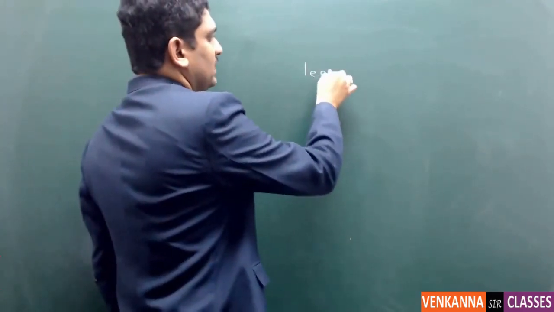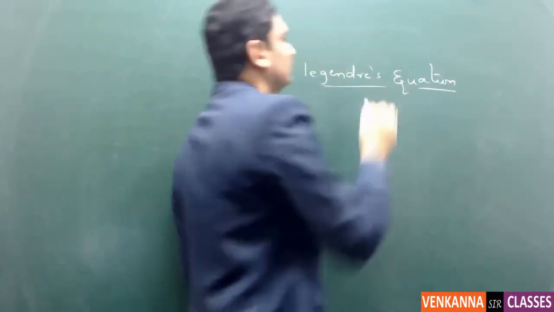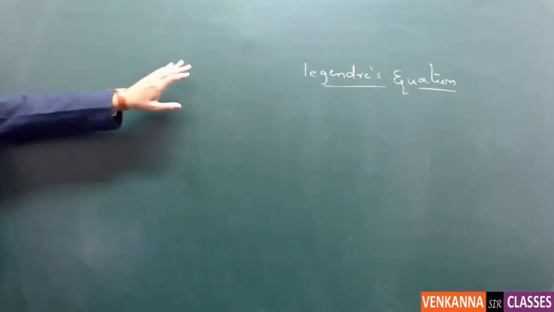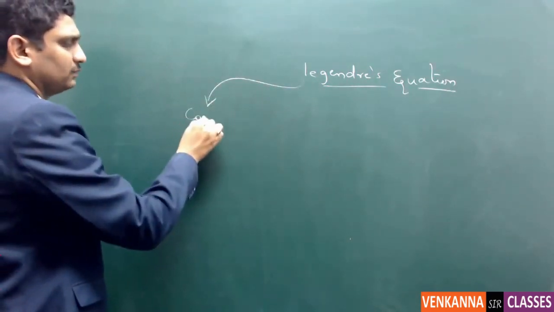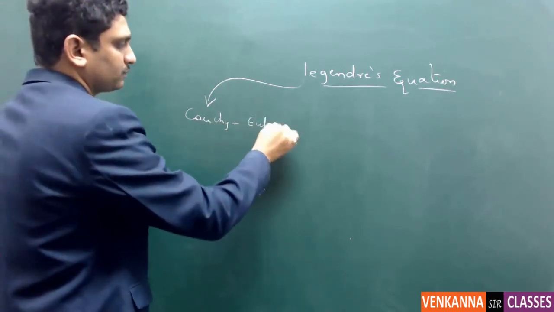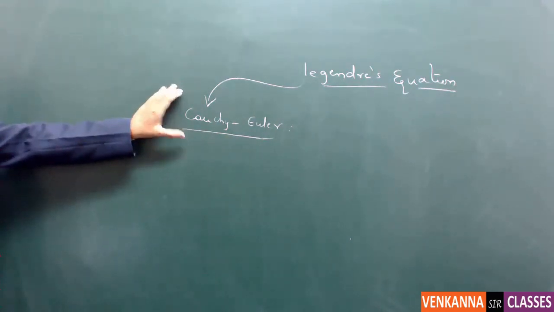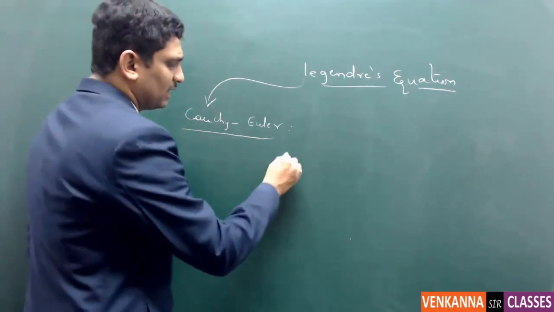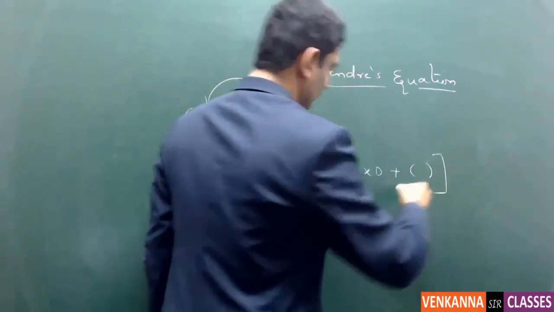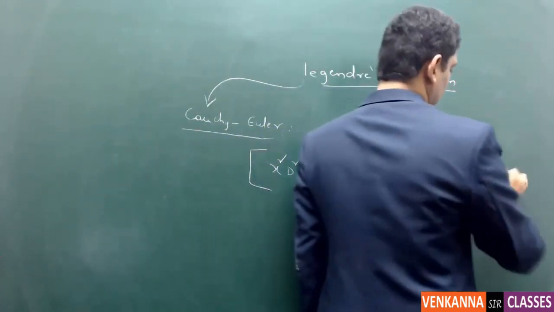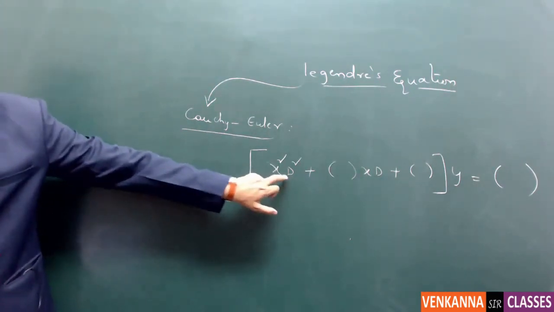So let us go with Legendre's equation. The methodology in solving Legendre's equation is just similar to Cauchy-Euler. As we know, what is meant by Cauchy-Euler equation? Let me write it again. Suppose you have taken a second order Cauchy-Euler equation. Here we are comparing that x and d should have equal power.